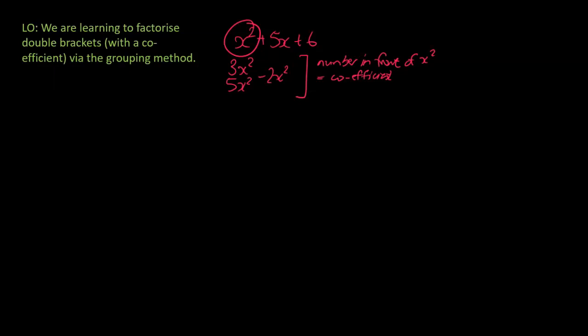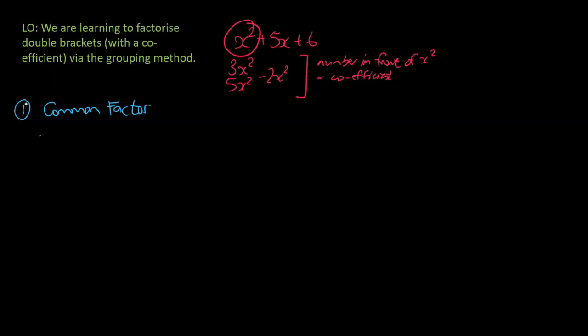And what we're going to do today is have a look at some examples, two different types, where there is a number in front of that x squared. So the first and easiest type we're going to look at are ones where there is a common factor that we can have a look at.